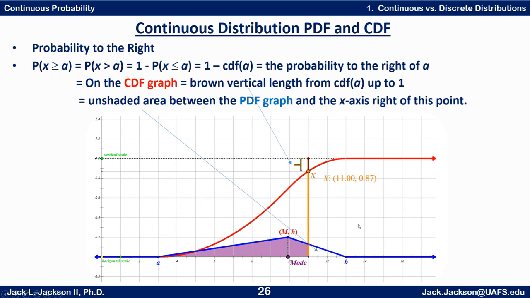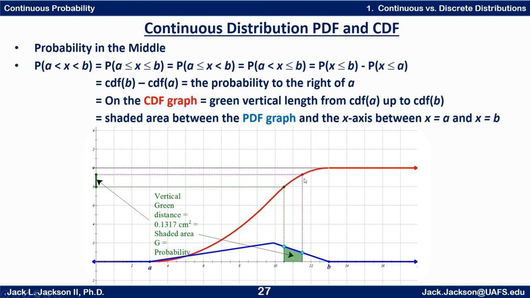We can see it as an area under the PDF curve. We can also see it as a vertical distance on the CDF curve. This time it's not the distance from this point down to the x-axis, but rather the distance from that point up to the line y equals 1. So it's just 1 minus that y value, 1 minus the 0.87. So there's the probability there.